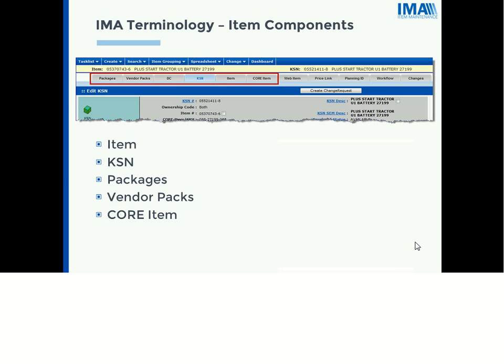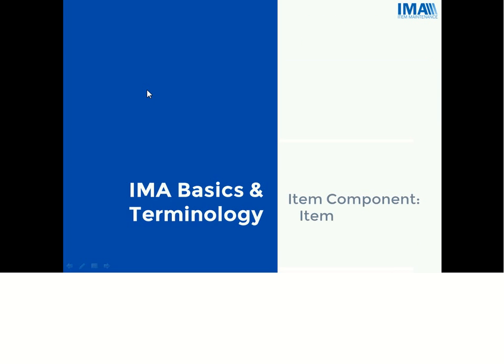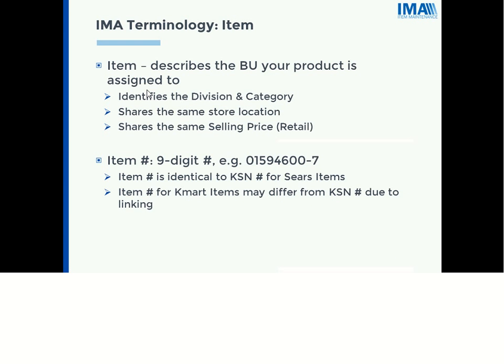So, for example, the components that are relevant to you as a vendor would be the item, KSN, packages, vendor packs, and core item. And here across the top, you can see that they have their own tabs. So the first component we're going to talk about is item. So the item describes the business unit that your product is assigned to. It identifies the division and category.